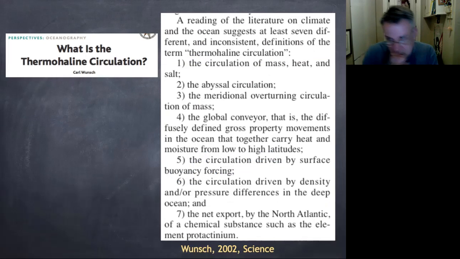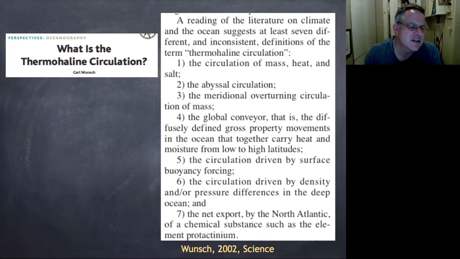Okay, thermohaline circulation. So why is it not called the thermohaline circulation anymore? It kind of went out of fashion, largely due to Carl Wunsch's efforts on this front. There are 7 different and inconsistent definitions of the thermohaline circulation. It's the circulation of mass, heat, and salt. Okay, that's sort of consistent with what we've been talking about.